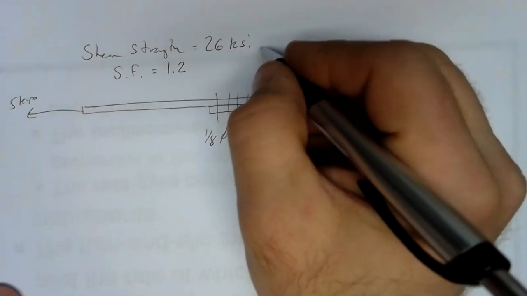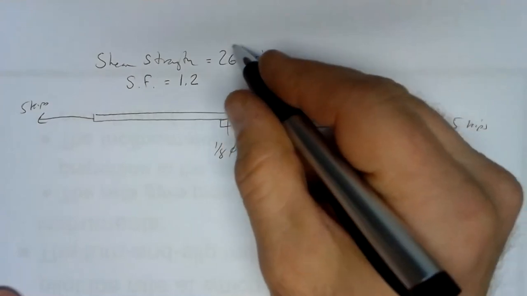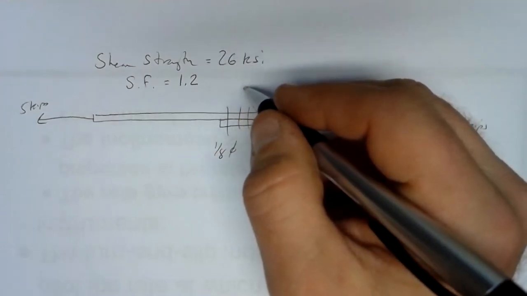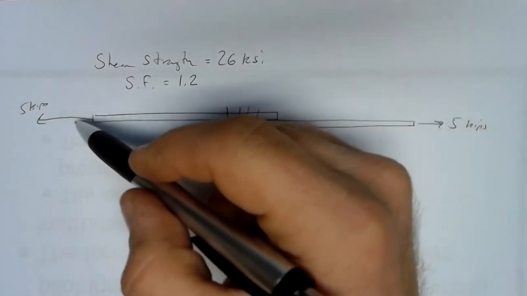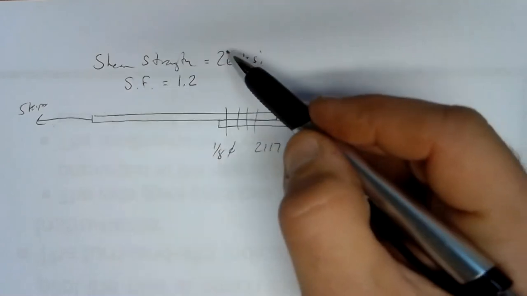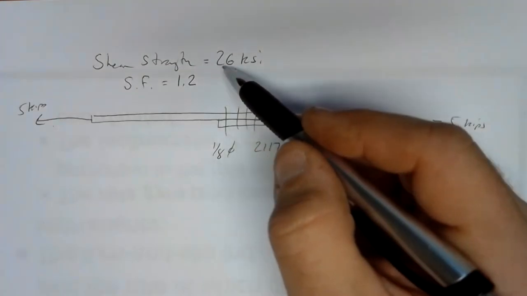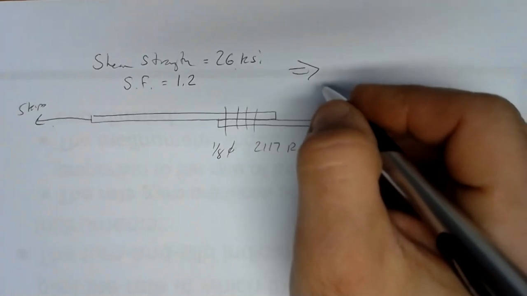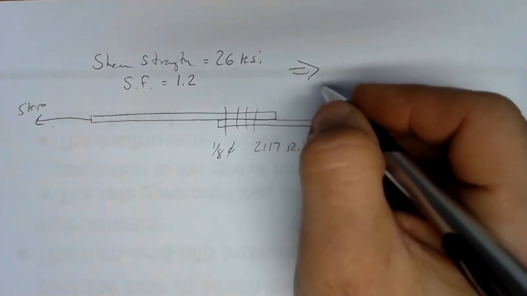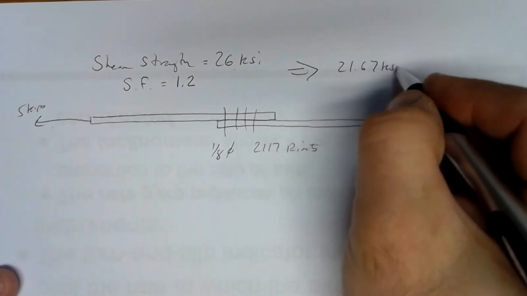So I'm going to correct my shear strength with my safety factor, and I need it to be smaller, so I've got to divide. Don't make the mistake of multiplying it and overemphasizing your strength of material. We either amplify the load or we reduce the strength. We make life harder for the material. We pull on it harder or we make it weaker. So corrected for safety factor, my 26 KSI of shear strength will now be slightly lower. It'll be 21.67 KSI.